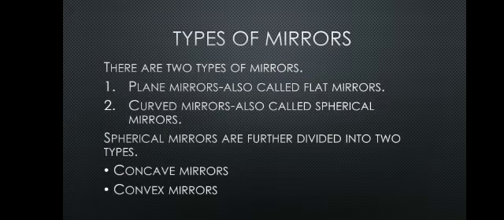Now we have to move towards the mirrors. The main topic of our chapter is the mirrors. There are two types of mirrors. Number one are the plane mirrors, also called flat mirrors, and number two are the curved mirrors, also called spherical mirrors. Spherical mirrors are further divided into two types, concave and convex mirrors.